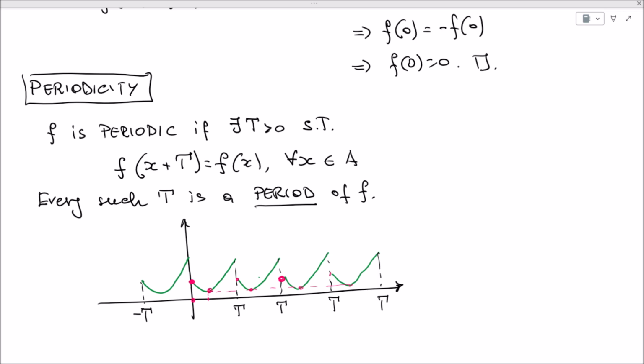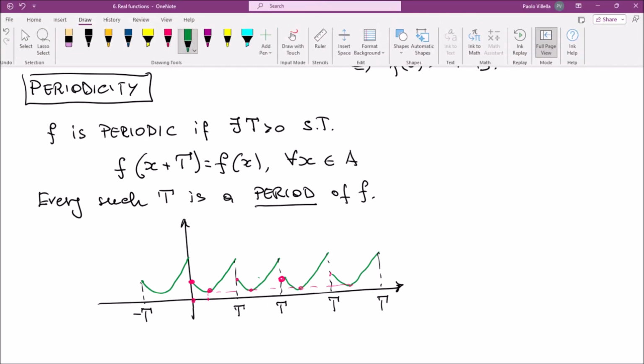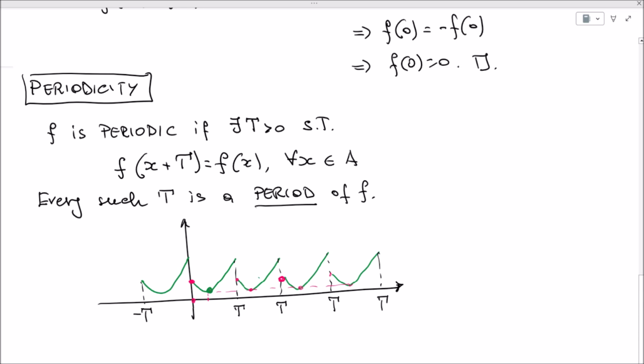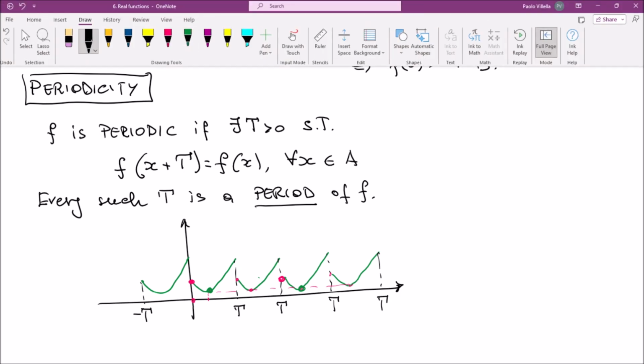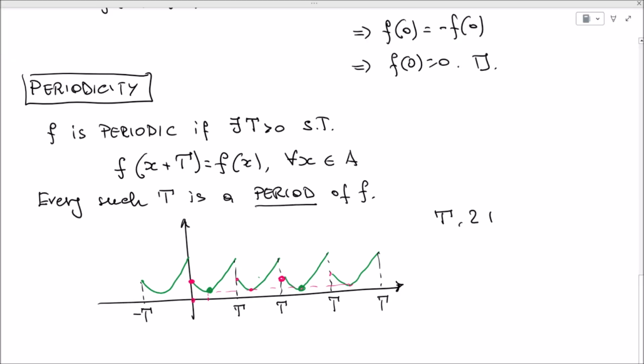For example, if we consider, let me change color, this value here, this is repeated exactly the same every 2t. So this is the meaning of period. So we can say that t, 2t, 3t, and so on and so forth are all periods of f.